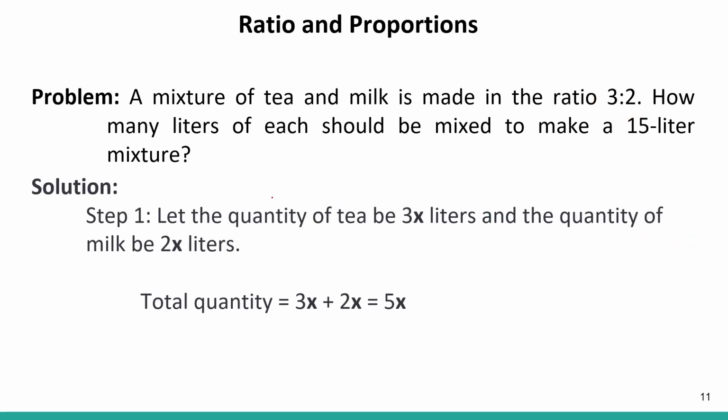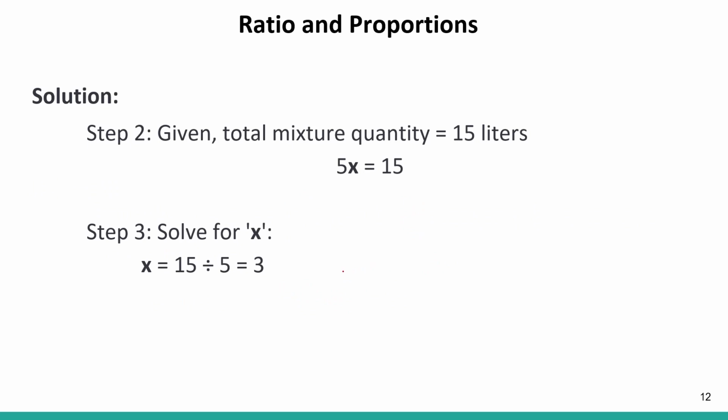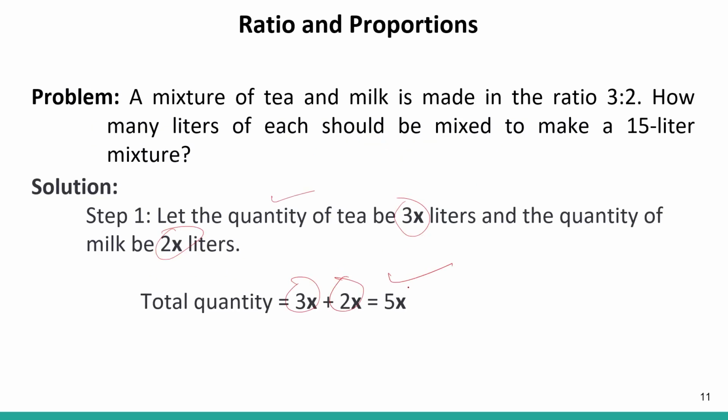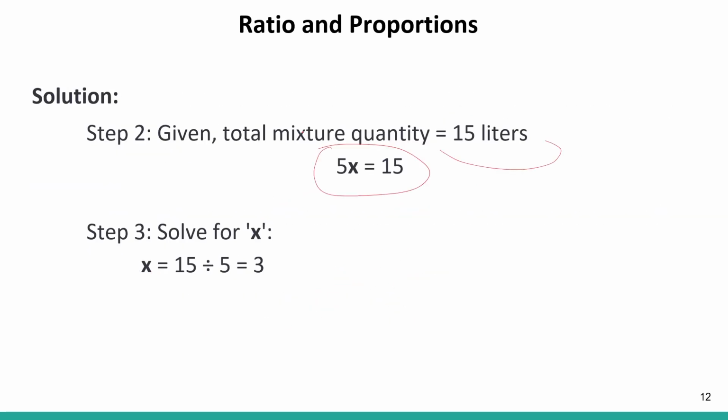So step 1, let the quantity of tea be 3x liters and the quantity of milk be 2x liters. So the total quantity will be 3x plus 2x is equal to 5x. Step 2, given that the total mixture quantity is 15 liters, so 15 liters will be equated to 5x, because we just found that the total quantity is 3x plus 2x is equal to 5x. So 5x is equal to 15.